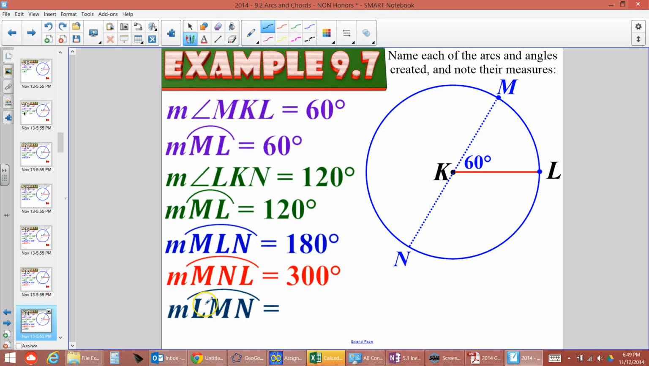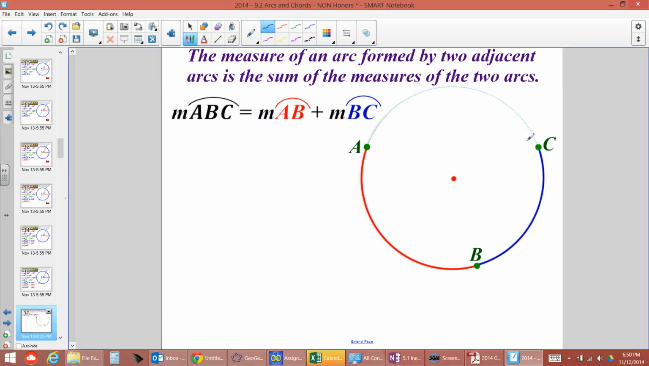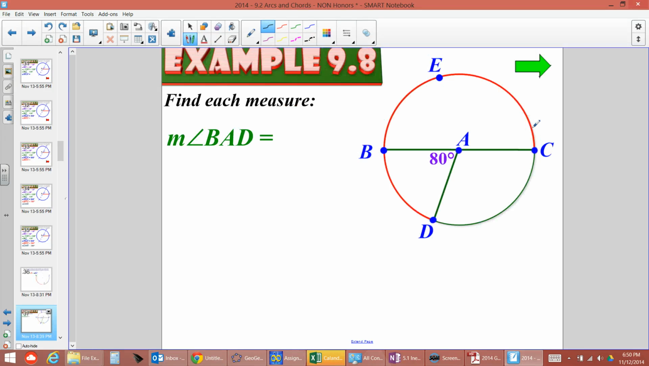Now, the arc of ML, MN. Here I am at L, I go to M and then N. So here's 60 plus 180, which gives me 240. That's kind of how we measure arc length, and that works with central angles. So whatever the central angle is, that's the same as the arc length. So we can add two different arcs together, no problem, or we can break it apart into two different pieces. So arc ABC is equal to AB plus BC.